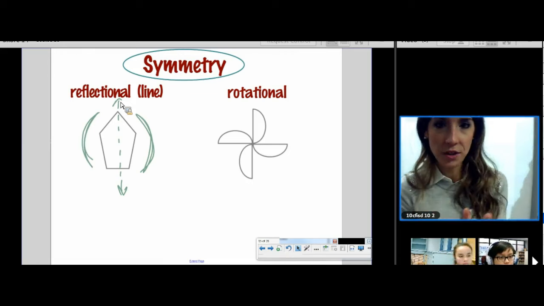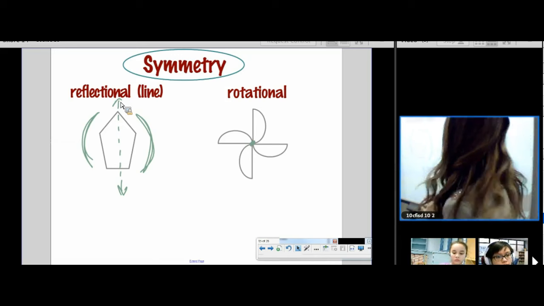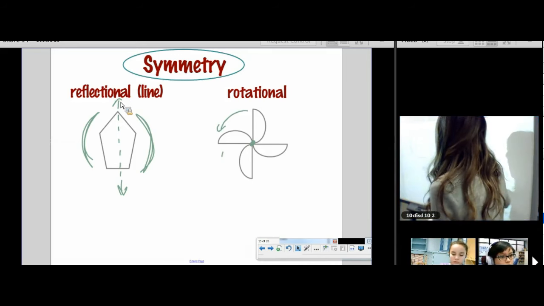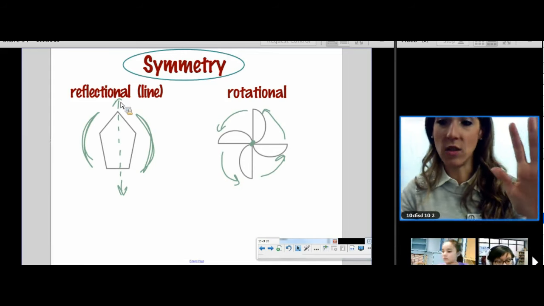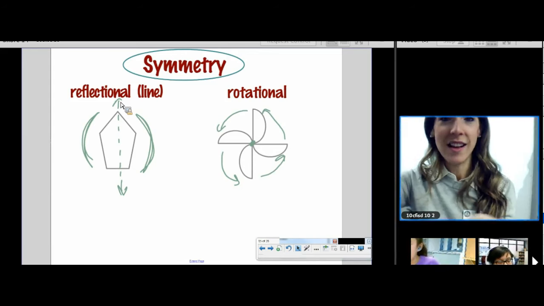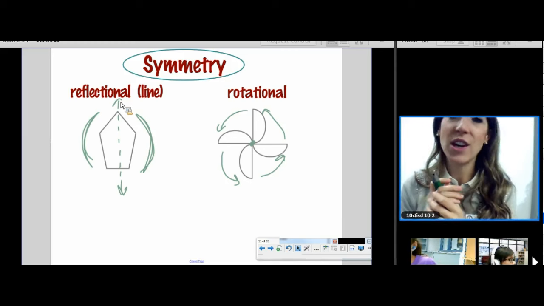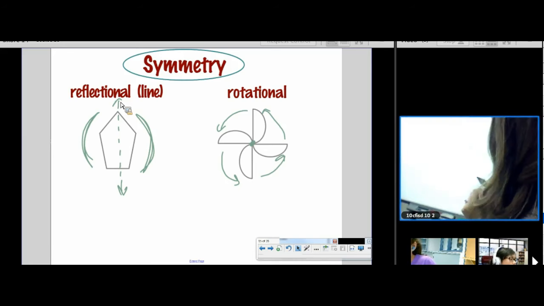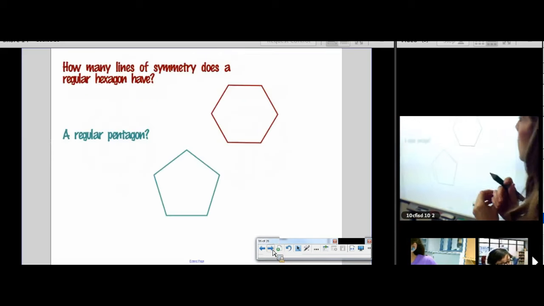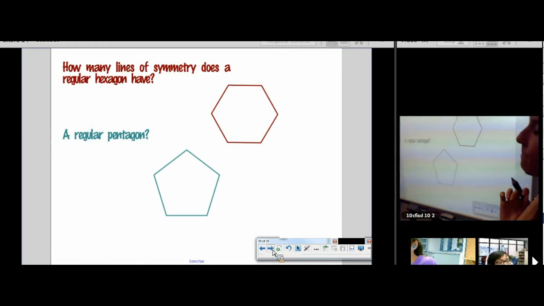Now, rotational symmetry means that there exists a point where if I rotate around that point, that figure is going to fall right back on itself again. It's going to be identical. If I rotate that figure 90 degrees, it won't look any different. If I rotate it 180, it won't look any different. If I go 270, that figure won't look any different. It maps to itself. And that's the definition of rotational symmetry. How many lines of symmetry does a regular hexagon have? How many lines of symmetry? What do you think?